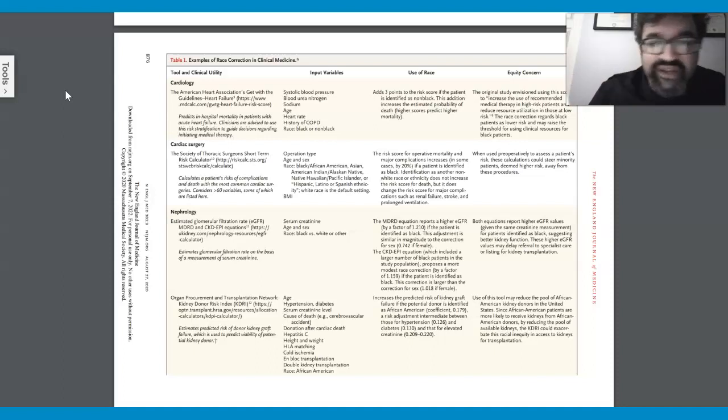Identification as another non-white race or ethnicity does not increase the risk scoring of death. But it does change the risk score for major complications like renal failure, a stroke, and prolonged ventilation. So when used preoperatively, what does this all mean? When used preoperatively to assess a patient's risk, these calculations could steer minority patients deemed higher risk away from these procedures. So it's really important to apply this risk accurately before conducting surgery.